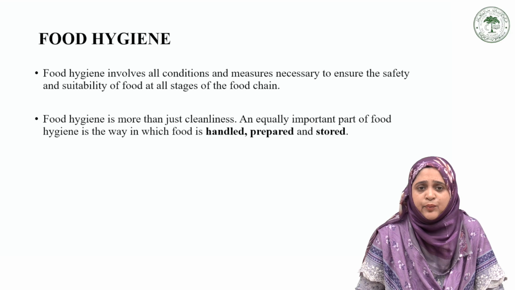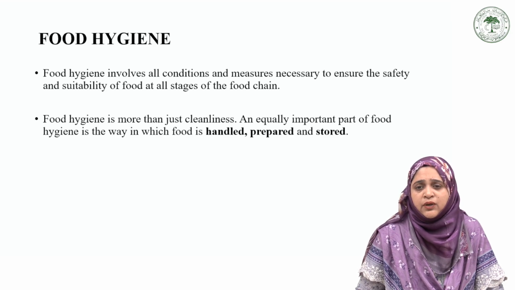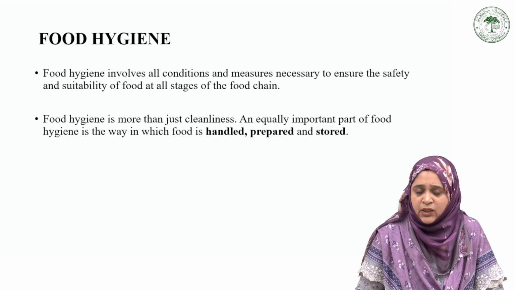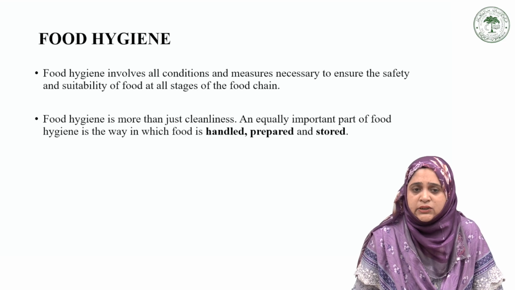Food hygiene is the practice of handling, preparing, and storing food in a way that prevents foodborne illness. Also, it sets up guidelines designed to keep food safe from contamination and spoilage. Food hygiene involves all conditions and measures necessary to ensure the safety and suitability of food at all stages of the food chain. It is designed to ensure the safety and wholesomeness of the food from the receipt of raw materials to supplying the consumers.